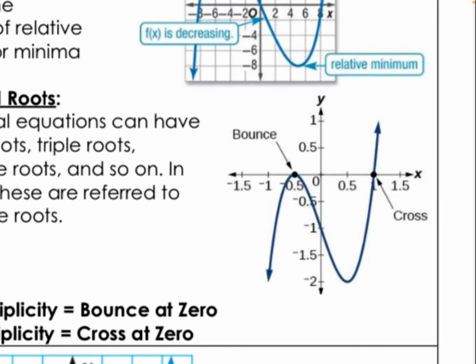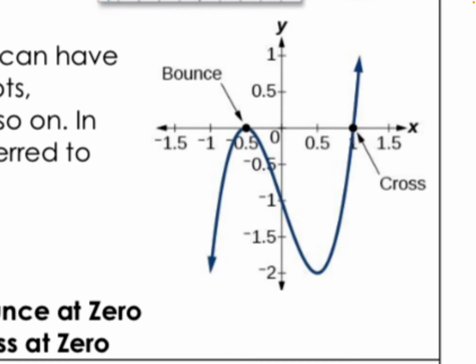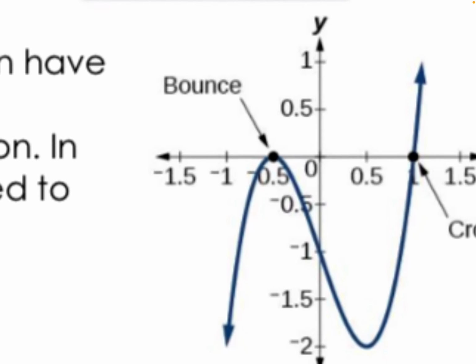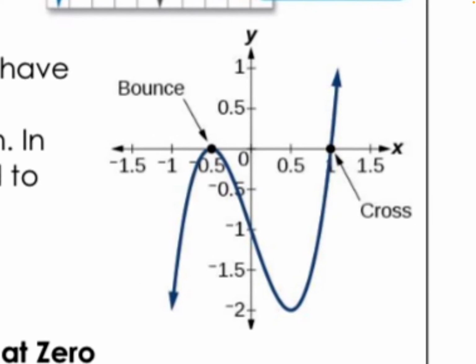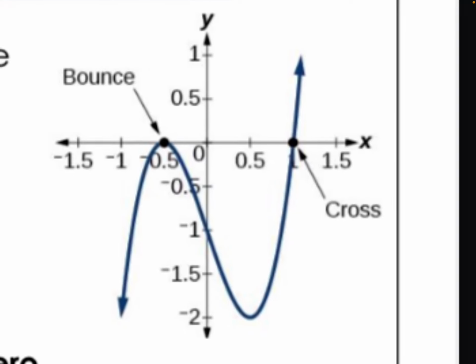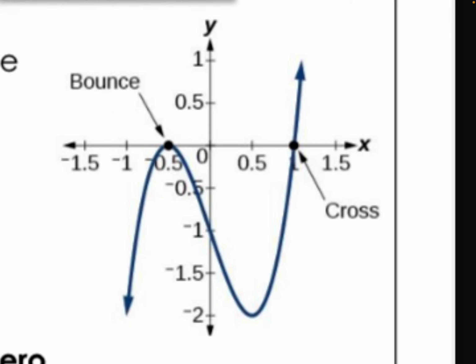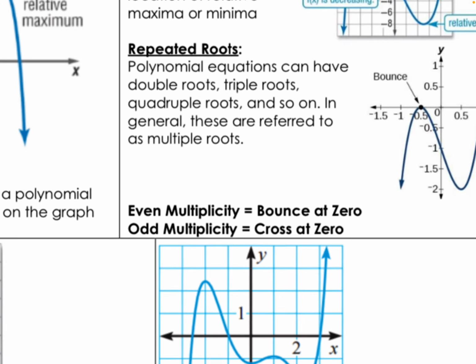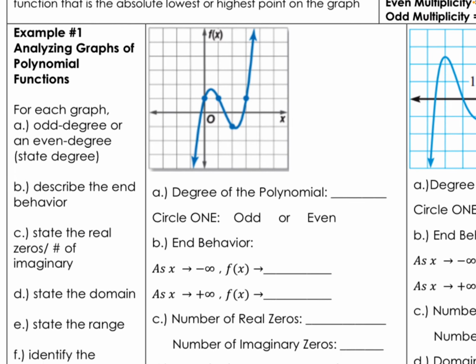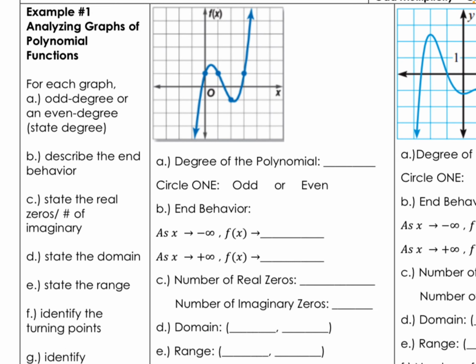But when the same root occurs an even amount of times, it actually bounces on the graph, as you can see here. See how it doesn't actually cross the x-axis, it actually bounces on the x-axis. And anytime a root only occurs once or any odd amount of times, so once, 3 times, 5 times, and so on, it actually will cross the graph. So even multiplicity bounces, odd multiplicity crosses. Very important.